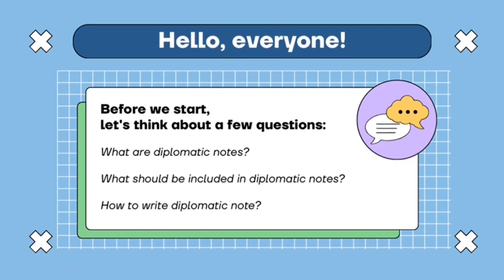Hello everyone, before we start, let's think about a few questions. First, what are diplomatic notes? Second, what should be included in diplomatic notes? And thirdly, how to write a diplomatic note.